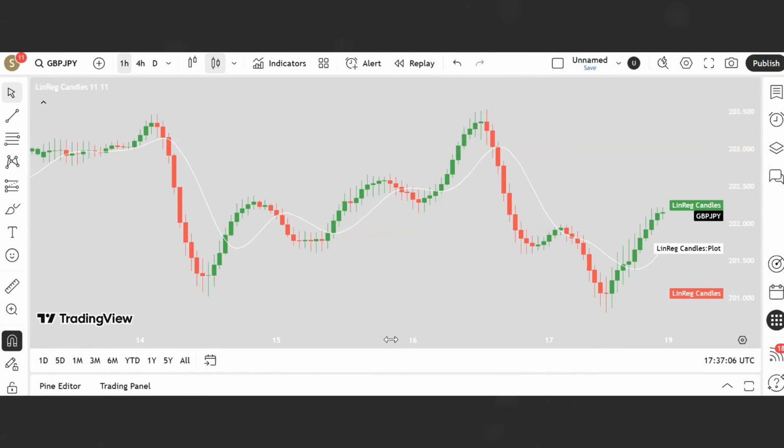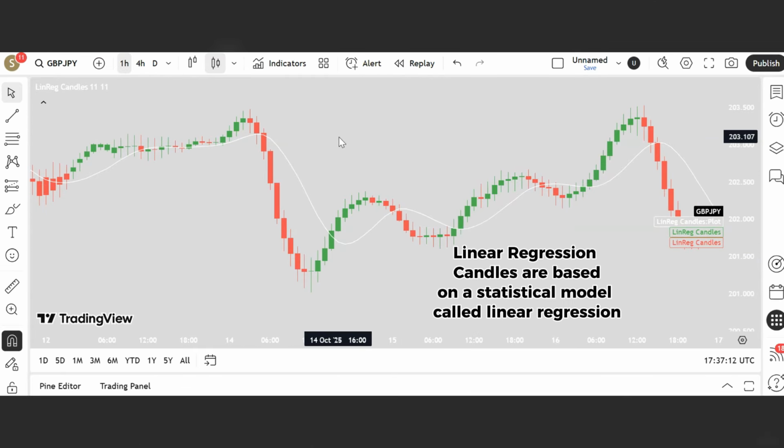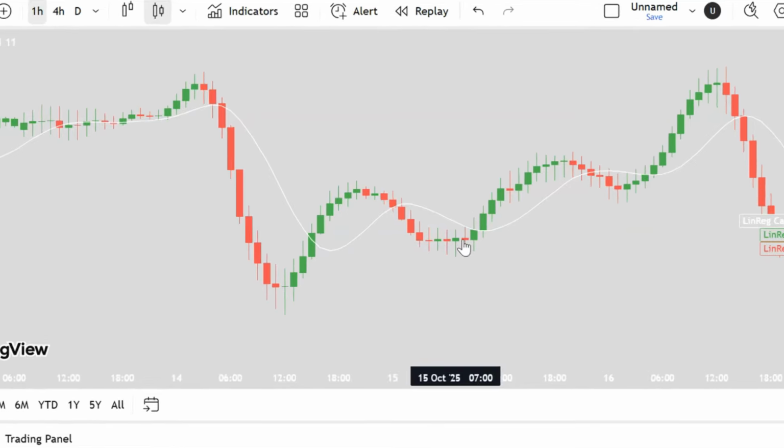These candles are a bit like Heiken Ashi because they are smooth, but don't get confused. They are different. Linear regression candles are based on a statistical model called linear regression. What that means is they use past price data to predict the trend and remove random noise. Basically, they show you the real trend clearly. There is also a moving average line on this indicator, set to 11 by default.